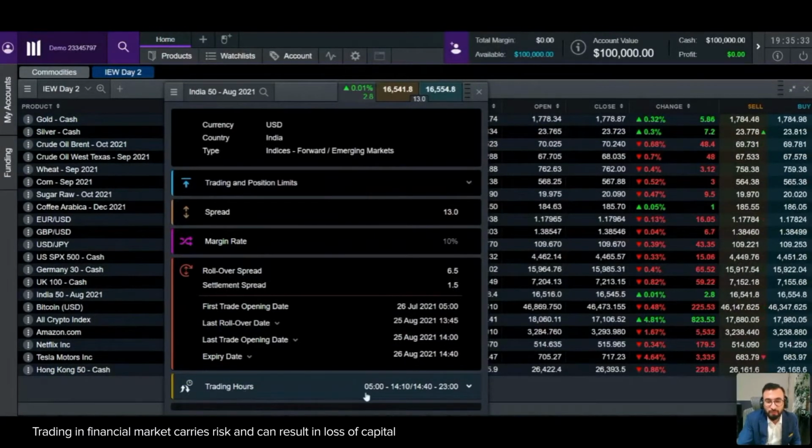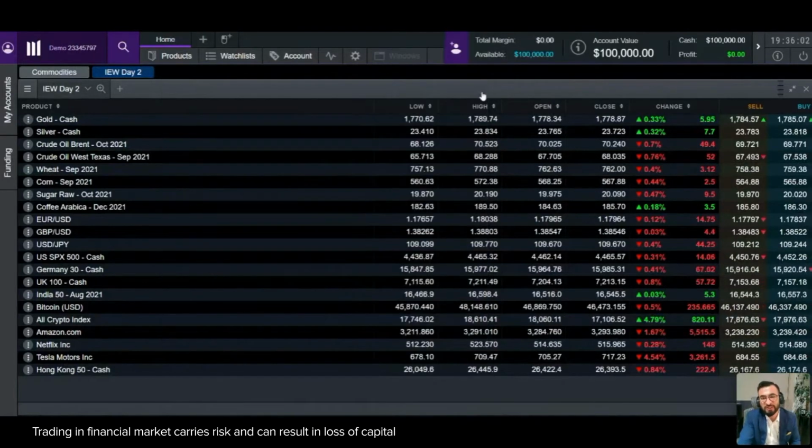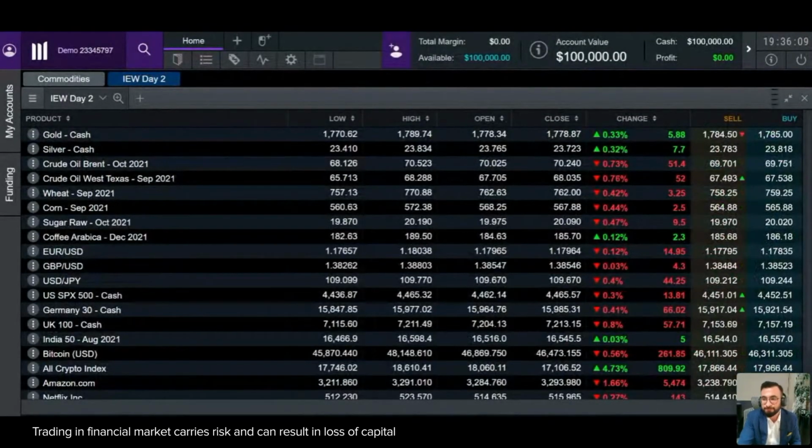In the product overview, it says 5 a.m. till 2. So 5 a.m. Dubai time is when you will be able to trade in the India 50 derivative index right here, till 2 o'clock. And then after the markets close in India, from 2:40 or 3 o'clock till 11 at night, you will still be able to trade in this index because it's a derivative, right? So that's why I'm telling you, from 3 a.m. till 7, you will be able to do a lot of Asia-based trading.